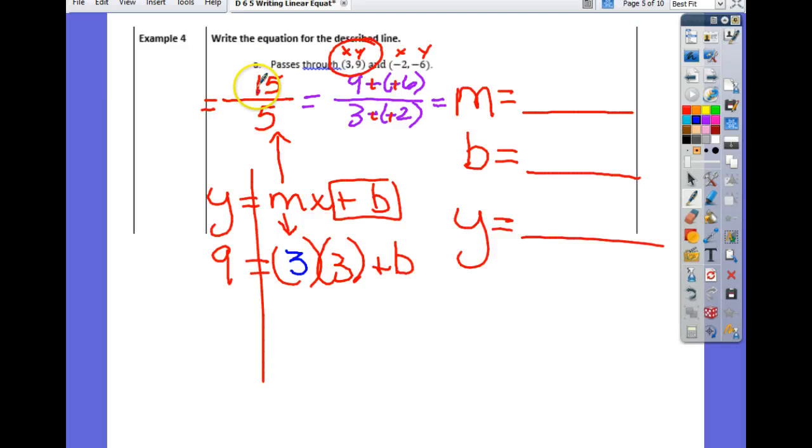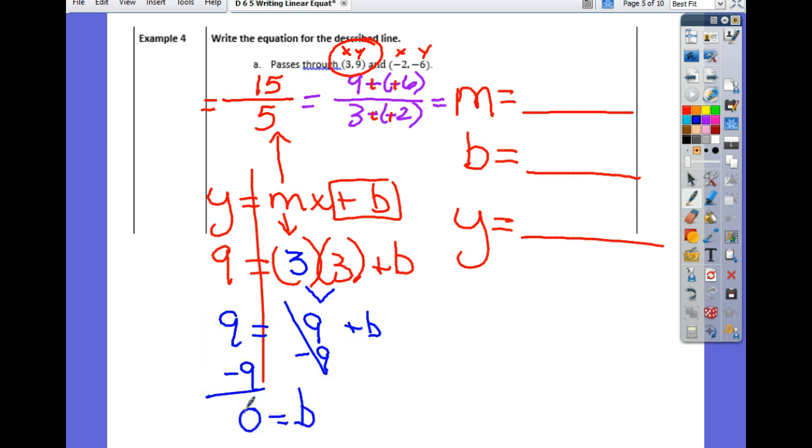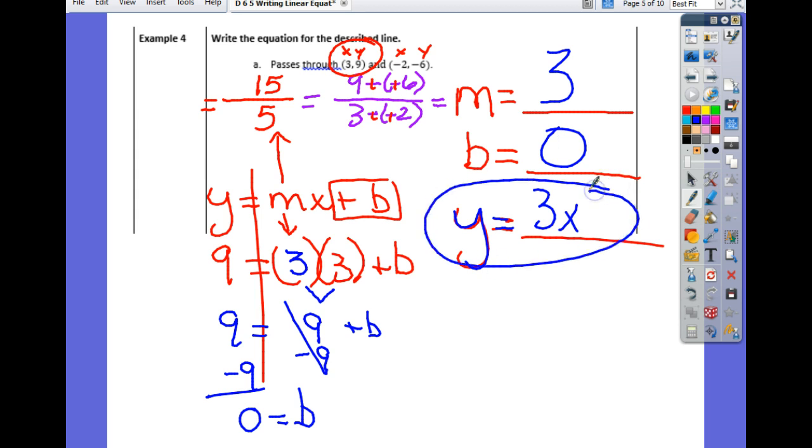All right, so 15 divided by 3 is 3, so my slope is 3. 3 times 3 here is 9, so I still have 9 equals 9 plus b. Subtract 9 from both sides. Cancels out. B equals, well, this equals 0. So that is true. B, your y-intercept, is 0. Your slope was 3. What's your final equation? Y equals 3x. And then do we write plus 0? No. That's my final equation. We're done. Y equals 3x.